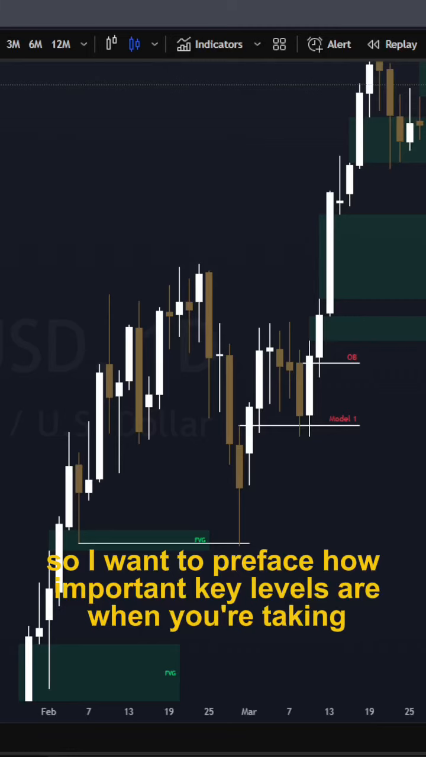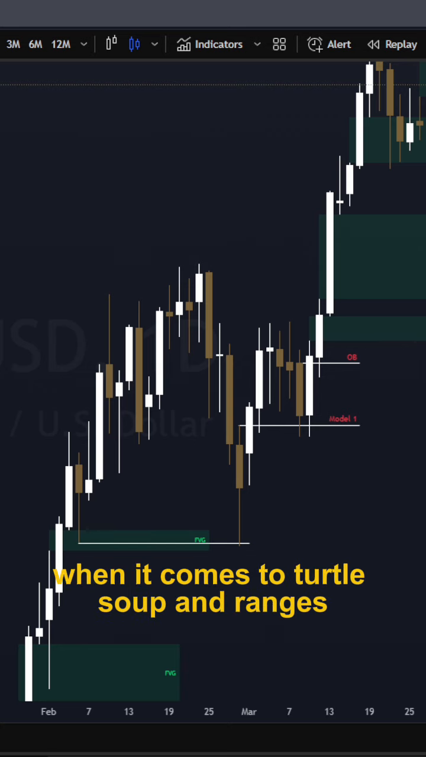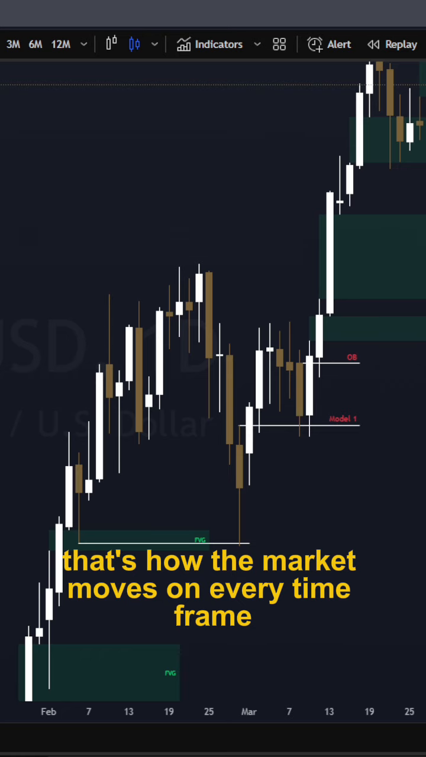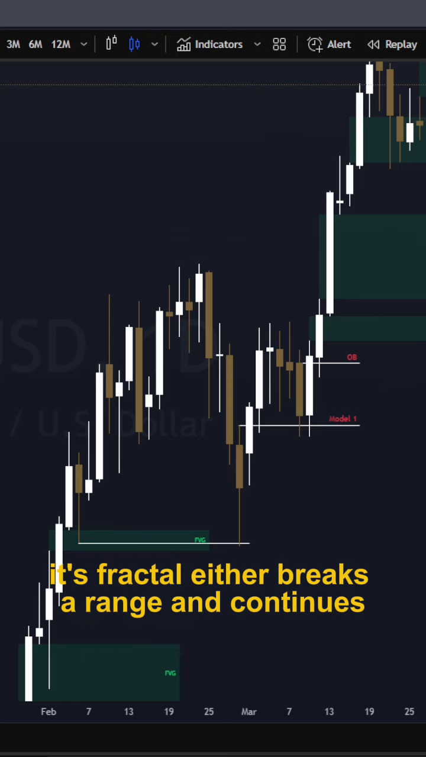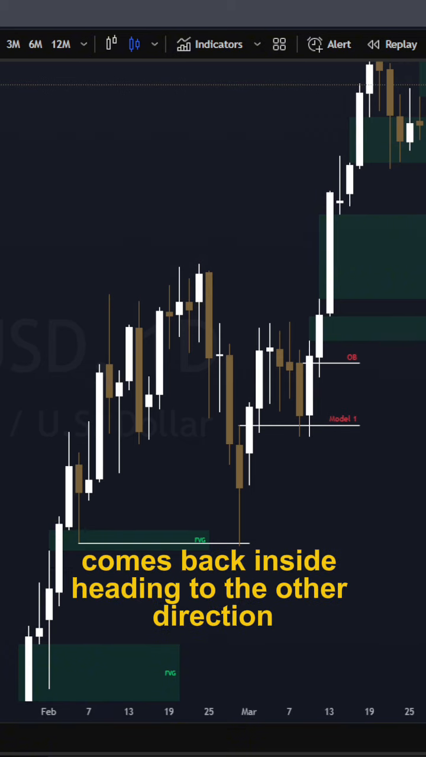So I want to preface how important key levels are when you're taking turtle soup trades. Because look, when it comes to turtle soup and ranges, the market literally moves in ranges. That's how the market moves on every time frame. It's fractal. It either breaks a range and continues, or it attacks one end of a range, comes back inside, heading to the other direction.